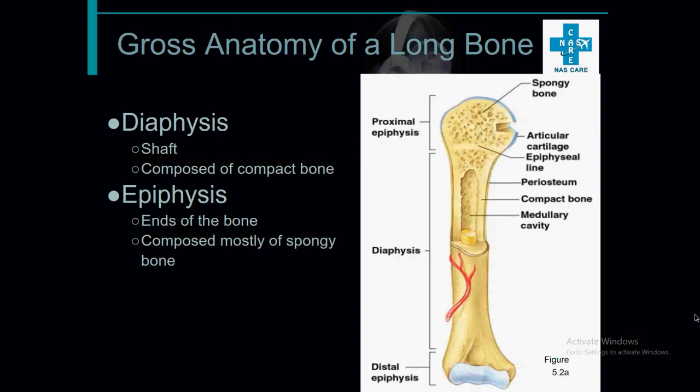About the gross anatomy of a long bone. Diaphysis and epiphysis. The diaphysis is a shaft composed of compact bone, and the epiphyses are the ends of the bone, composed mostly of spongy bone.